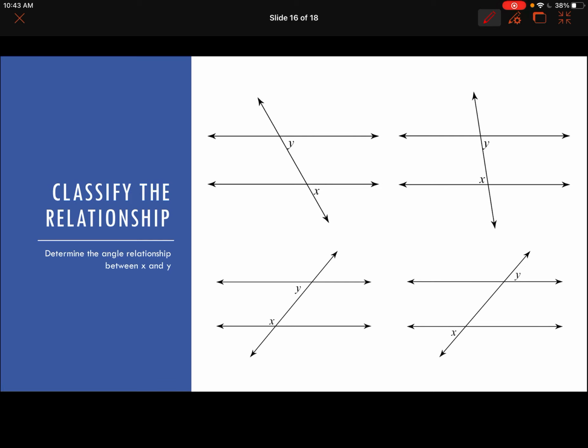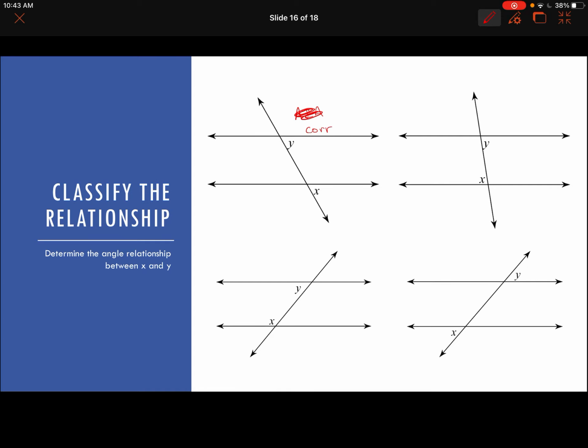All right, so assuming you paused the video, you should have gotten that X and Y for the first one are alternate interior angles. For the next one, you should have gotten that... I'm sorry, these are not alternate interior. These are corresponding angles.